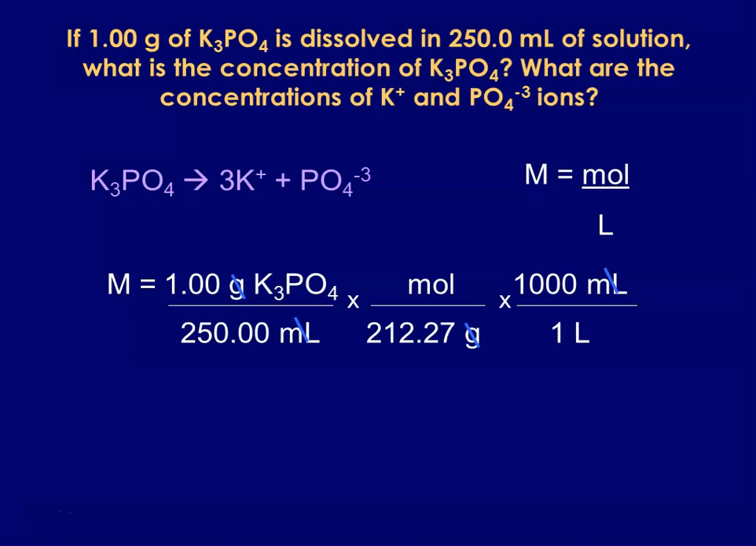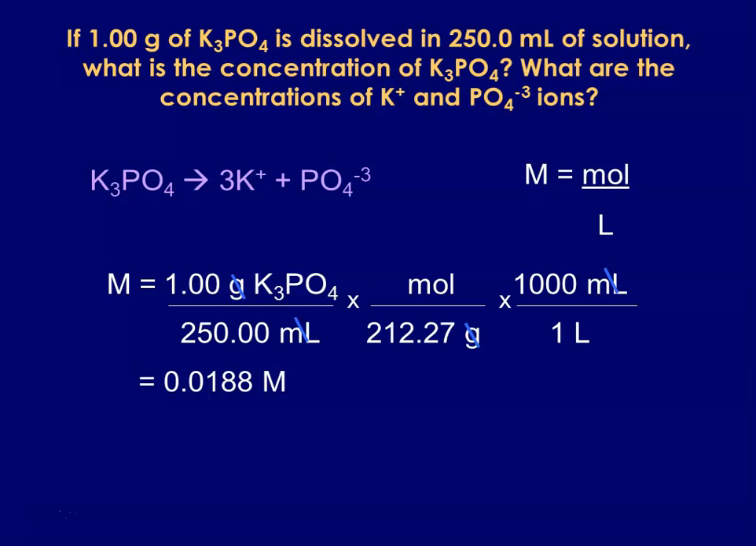3 sig figs in my original mass. I should have 4 sig figs in my volume because I don't know why I had the extra 0 again. And I have 5 sig figs in my molar mass. So regardless, the smallest number of sig figs is with my original mass, 3 sig figs. So I want to round my molarity to 0.0188.